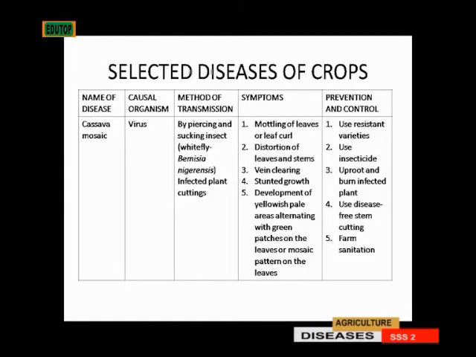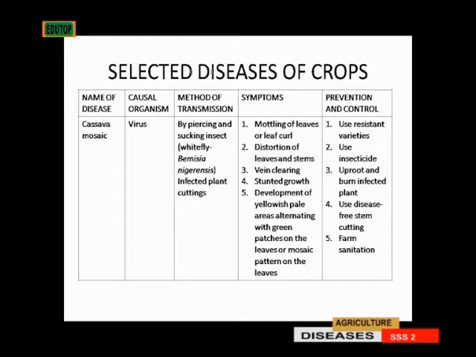The next disease is cassava mosaic disease. It is also caused by a virus, also transmitted by the piercing and sucking of an insect, but this time around the insect is the whitefly, Bemisia nigrensis. It is also transmitted by infected plant cuttings. When a healthy plant gets in contact with an infected plant cutting, then it can be infected.